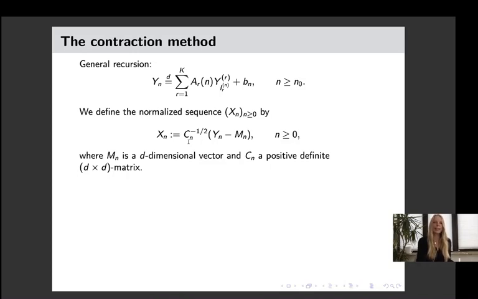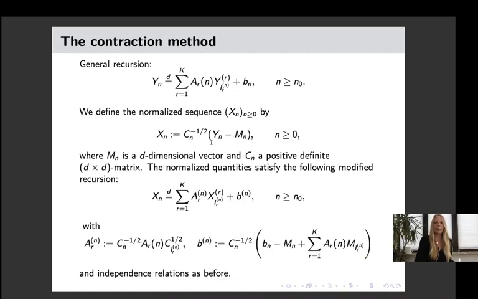In the one-dimensional case, this is just subtracting the mean and dividing by the standard deviation. And then the idea is that this recursive relation for Y_n can be transferred to the scaled quantities X_n. If we just plug in the recursive relation for Y_n here and then rearrange the terms appropriately, then we see that X_n can also be written in this recursive form, which is exactly the same form as before, but with modified coefficients. So these modified coefficients are displayed here.